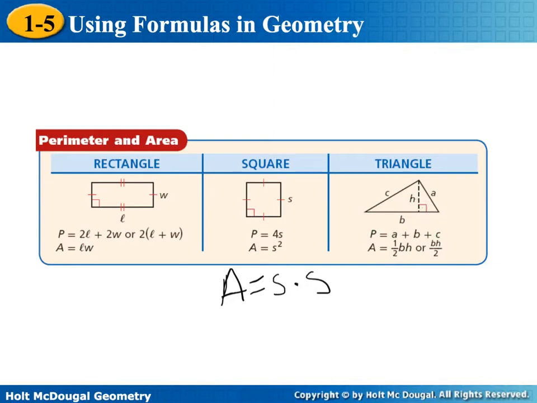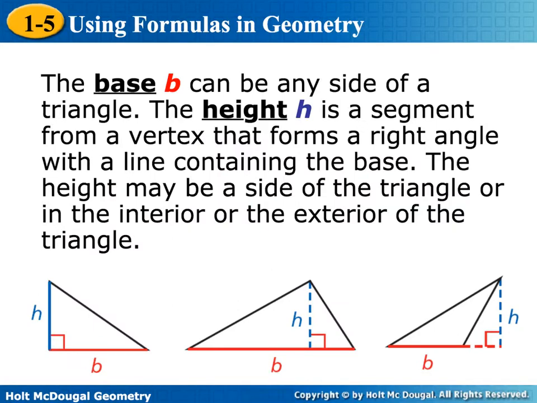But for this problem, go ahead and draw this diagram down in your notes with B as the base, H as the height. Notice the height has a right angle. So the base B can be any side of a triangle, as we just said. The height H is a segment from a vertex that forms a right angle with the line containing the base. So basically, you just take your angle right here and you go straight line down to the opposite side. So because this is going to this side, this is the base.